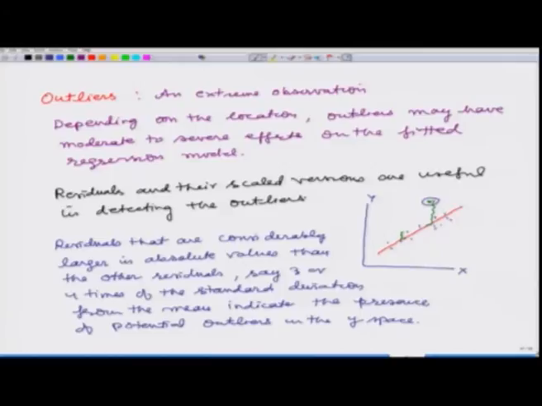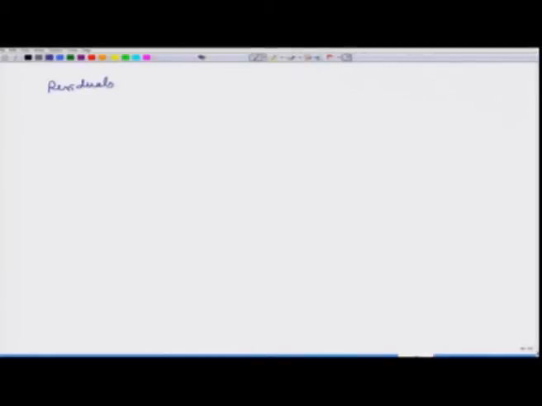That in case a particular residual is considerably larger, then the question comes how large. So, we are saying as a rule of thumb, it should be 3 or 4 times the standard deviation from the mean. In case this happens, then possibly that would indicate that the corresponding observation is an outlier.